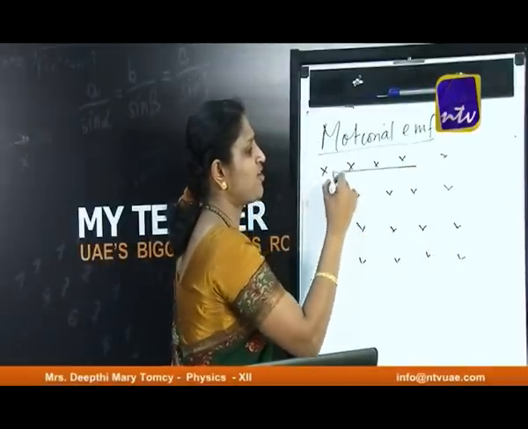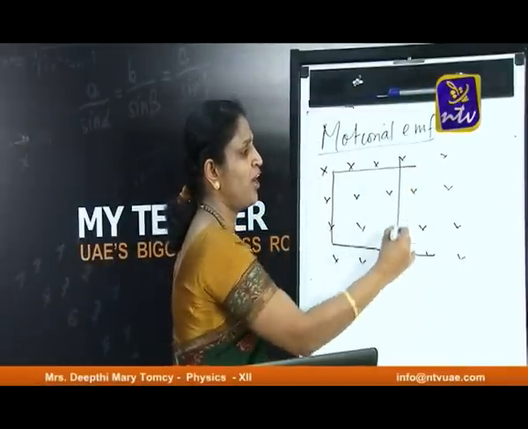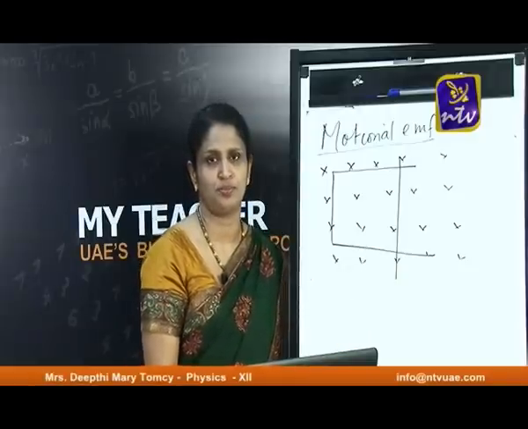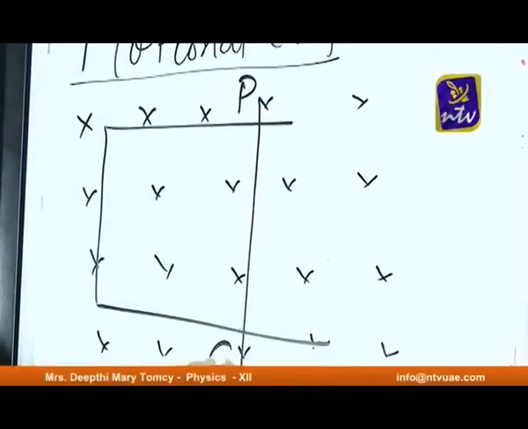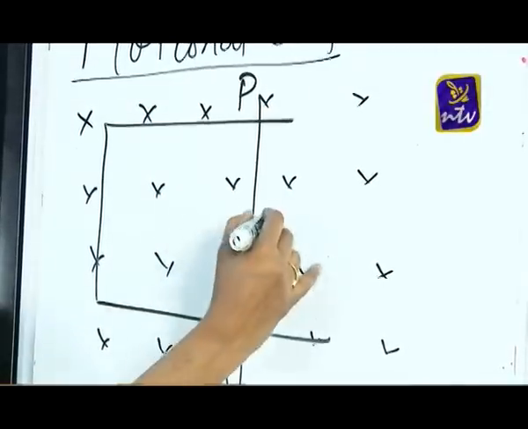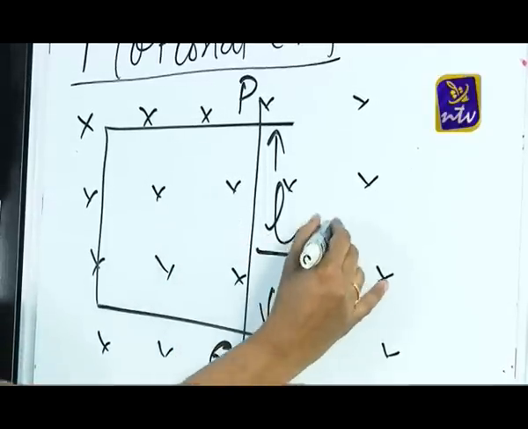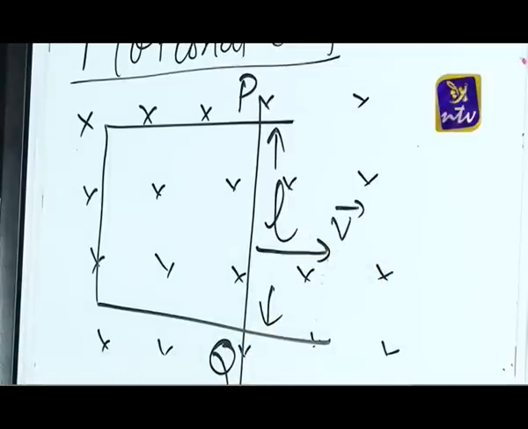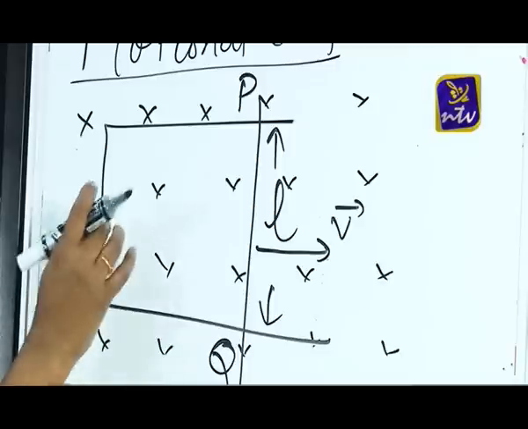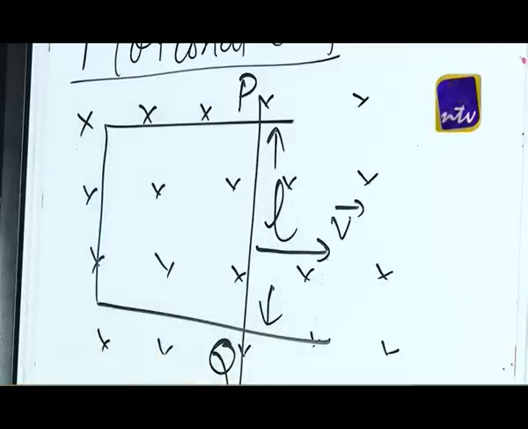Let us keep a rectangular coil with one side movable into this magnetic field. Let me name this movable side as PQ. Let the length of that movable side be L. Let us move this with a constant velocity V in the magnetic field. You can see clearly in the figure, this rectangular coil encloses some area and the magnetic field lines are cutting through that area. If I move the side PQ to the right, more and more field lines will cut through it because of the increase in area.